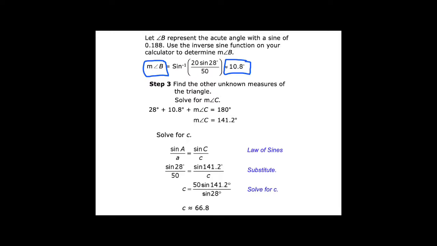And then step 3, find the other unknown measures of the triangle and solve for the measure of angle C. So we know that A is 28 degrees, B is 10.8, and the total is 180. And so you just subtract the 28 plus the 10.8 from the 180, and you get measure C to be 141.2. And then you want to solve for c, the side length. So you plug in what you know to this formula right here and solve, and you will get 66.8.